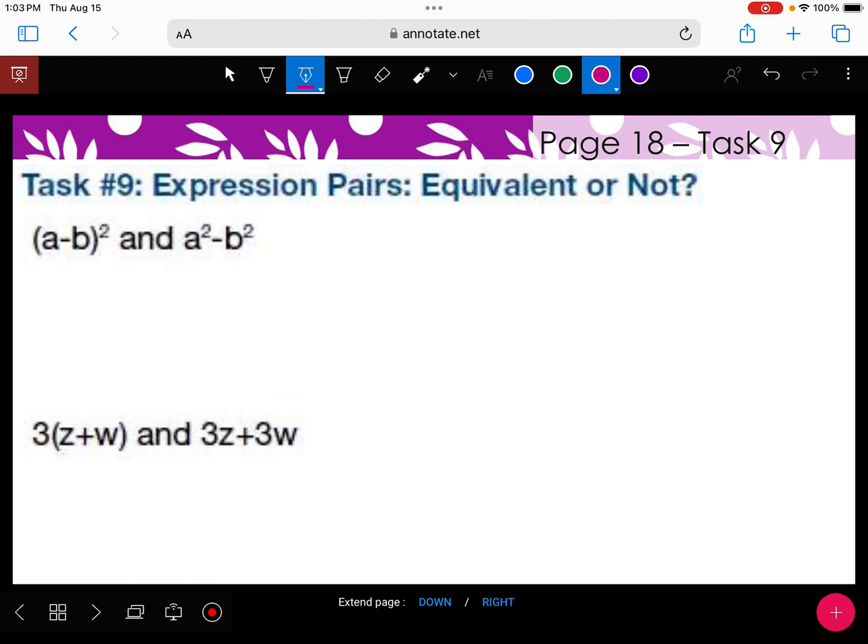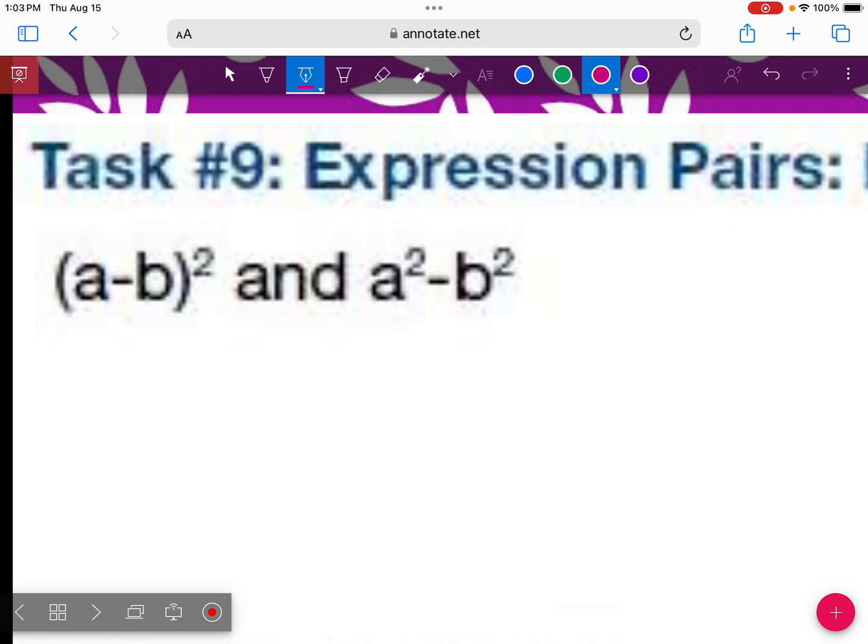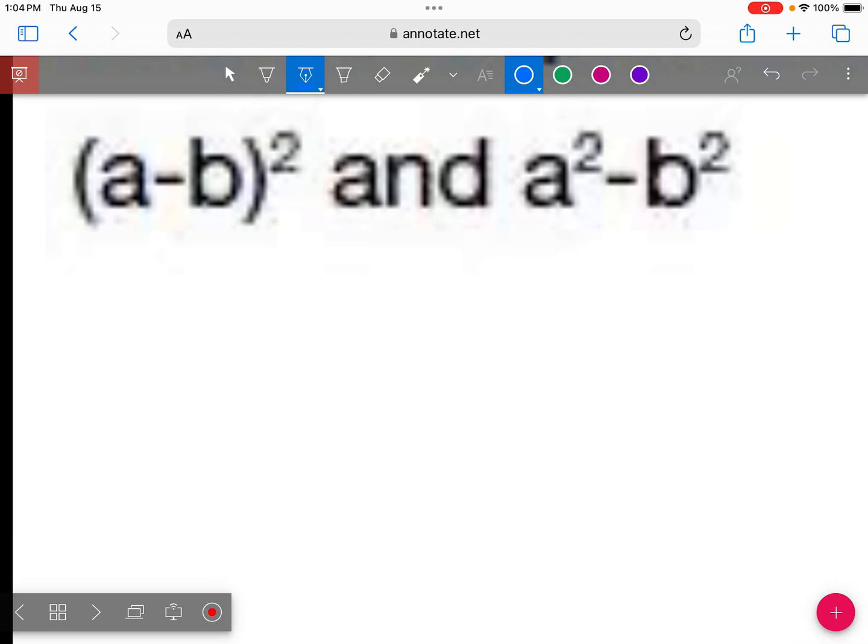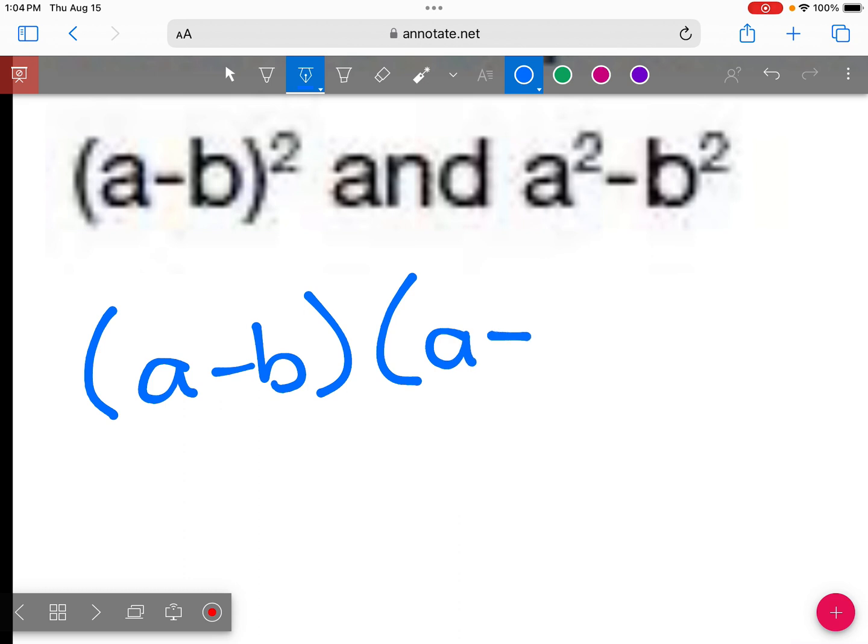All right, what do we think on this first one? Are they equivalent? No. Yes, they are. What are you talking about? I'm going to say no, they're not, because it'd be a squared plus b squared. When the expression is in parentheses and squared, that's the same expression multiplied by itself. So if you think back, algebra 2 style, this is the same thing as a minus b times a minus b, right?